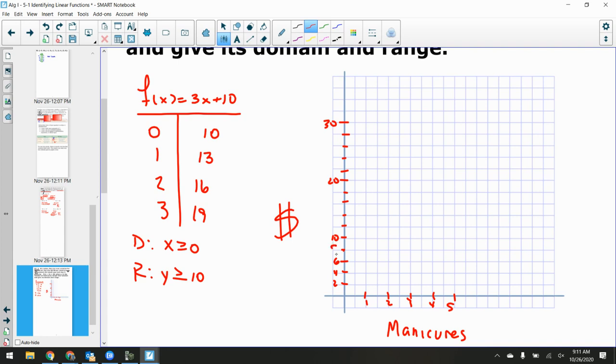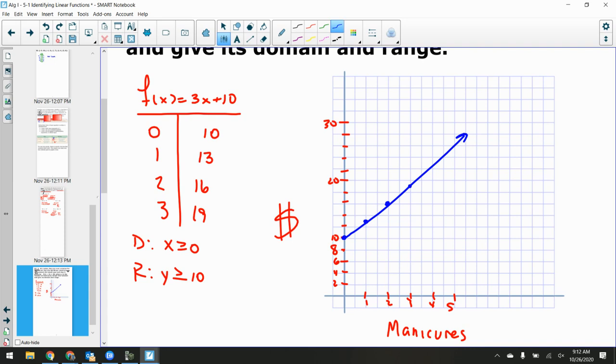Okay, so let's graph our coordinates here. 0, 10. 1, 13, so right in between here. 2, 16. 3, 19. And that pattern will continue. Straight line function, right? Linear function.